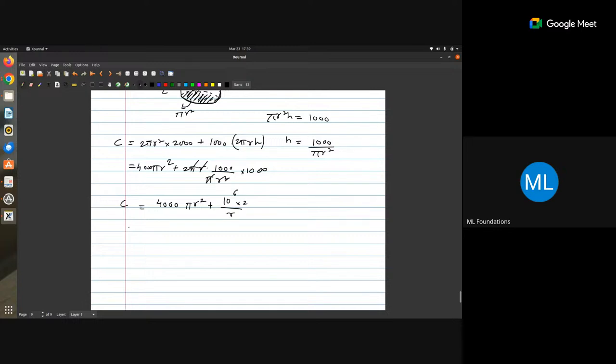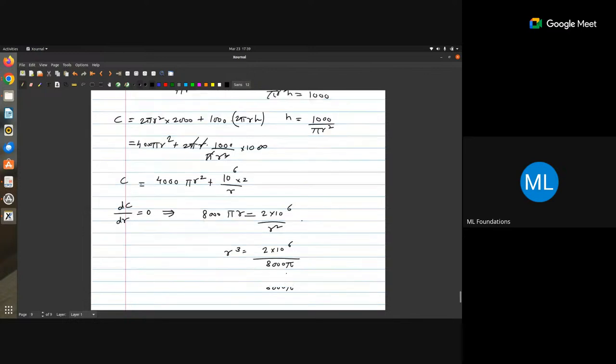Now what should be the next step? Differentiate and equate to 0. Yes, sir. dC by dr is going to be 8000 pi r minus the other term, equals 0. So r cube will be, in these terms, 2 into 10 to the power 6 over 8000 pi. Correct? Yes, sir.